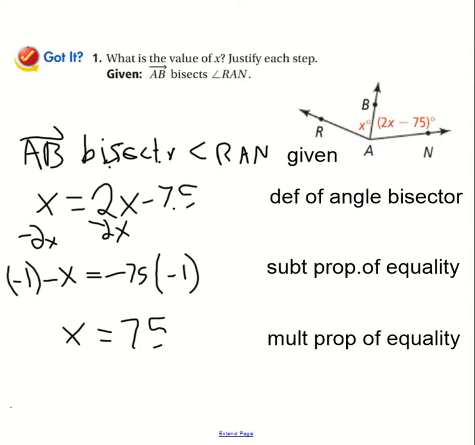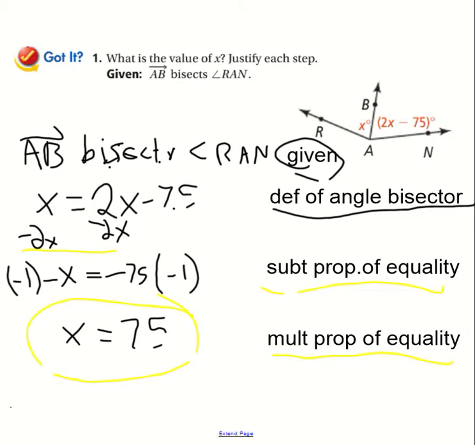Alright, so you can kind of see my work here. It's a little bit rusty at first. It says, given ray AB bisects angle RAN. That was our given statement. From that, then I can say that x equals 2x minus 75, given the definition of angle bisector. I can then use the subtraction property of equality, subtract 2x from both sides, and I get negative x equals negative 75. And then I use the multiplication property of equality to get x equals 75.